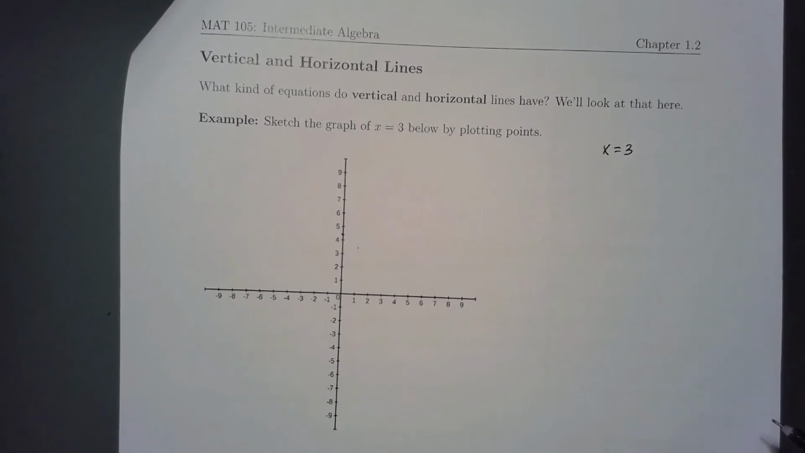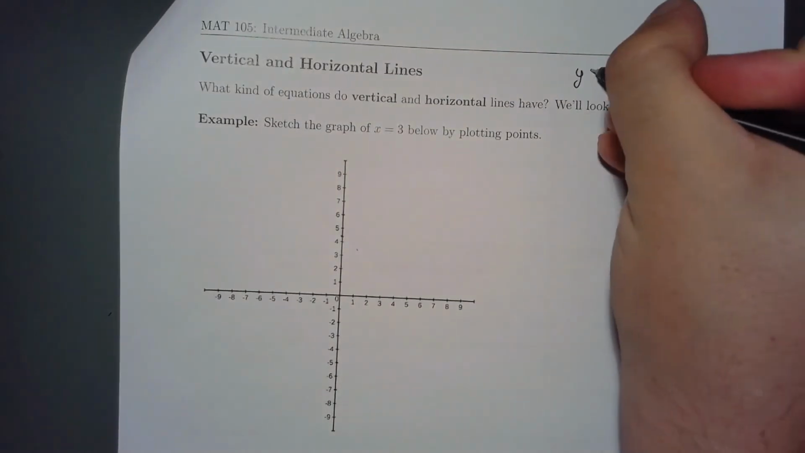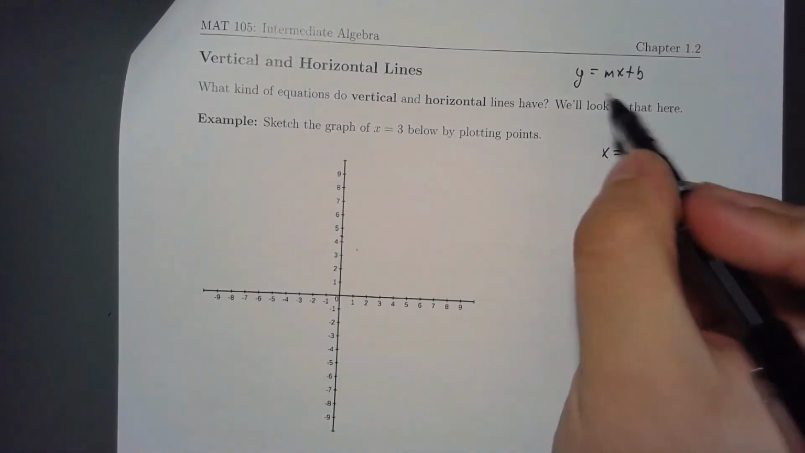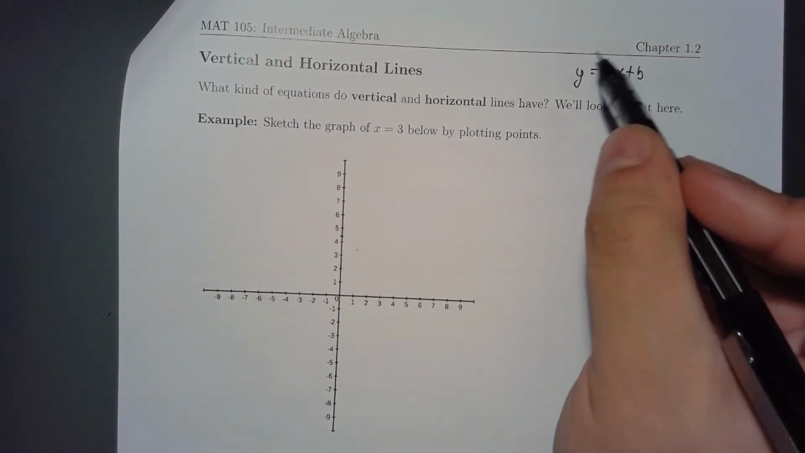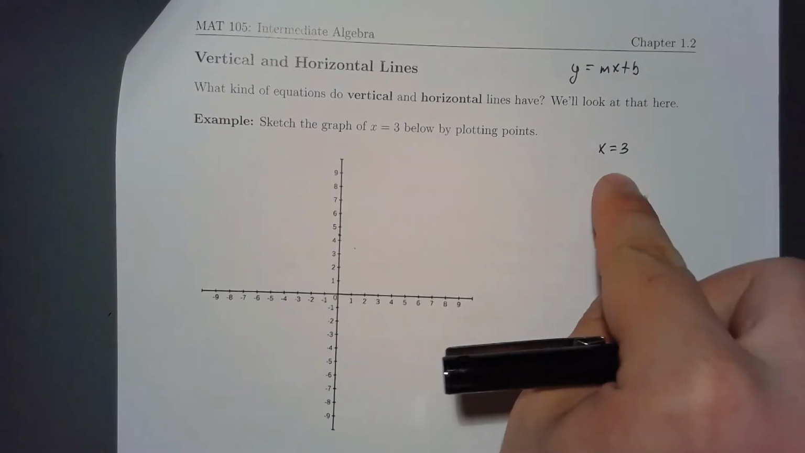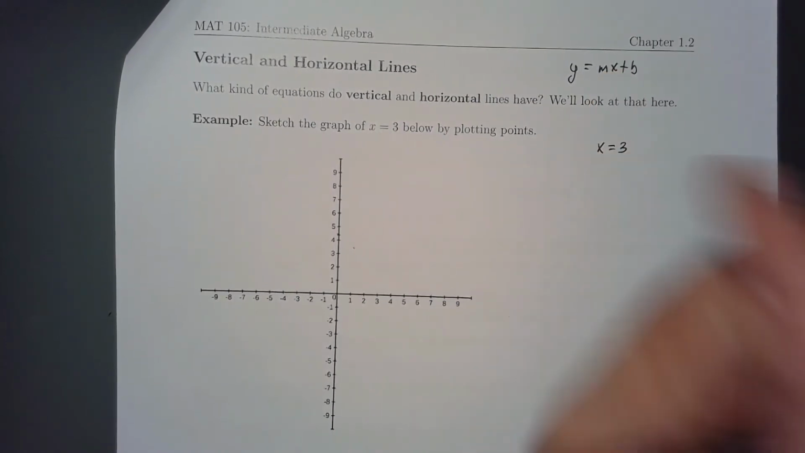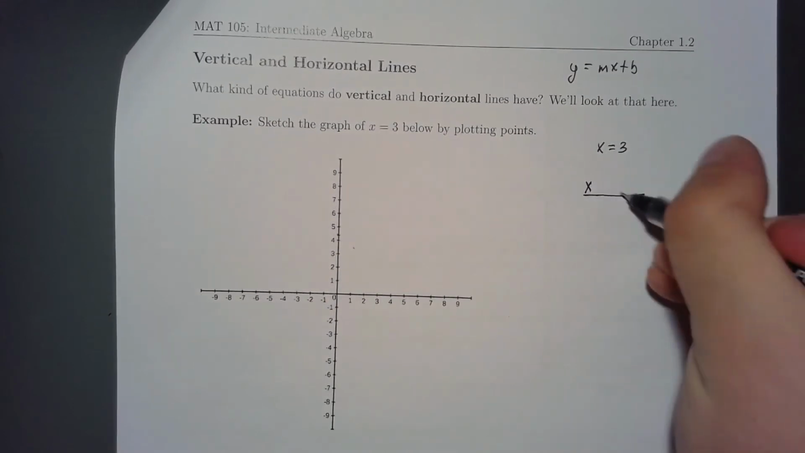Don't be confused by that. Just so you have it for reference, I'll write it up here: y equals mx plus b. This is the slope-intercept form for an equation of a line. This doesn't look like that, but this is a line, and you'll see by plotting points.